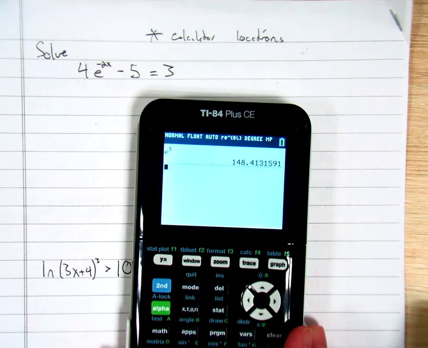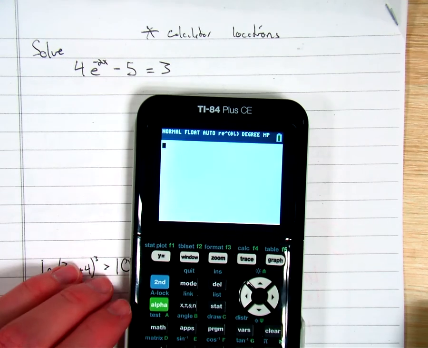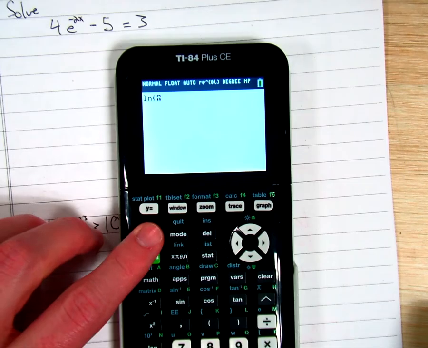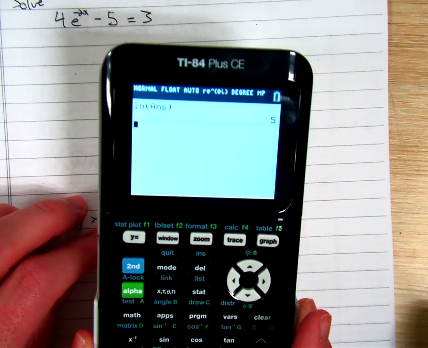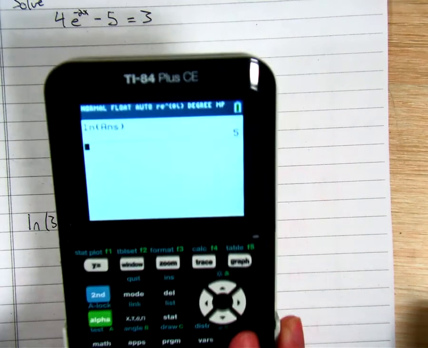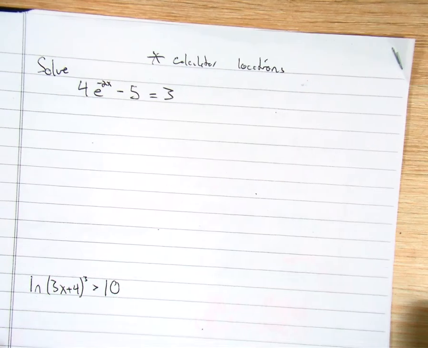Natural log. Well, you know what? Let's do that. Let's go natural log of our last answer. And boom, it goes right back to 5. They're inverses. So that's where those buttons are on the calculator.